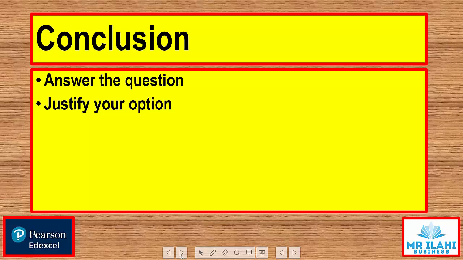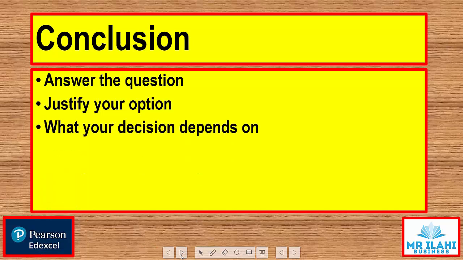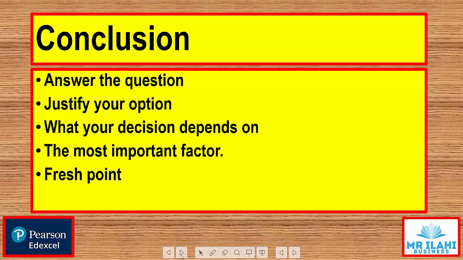You justify your option, so why you actually pick that option, okay? Why you pick that option, what your decision depends on. This is a really important point, and if you look at past examiner reports and examiner training, they've really stressed the importance of this "it depends on" point, okay? And this really brings that answer to that top band. And then finally, the most important factor, yeah? So if you've got those four elements in your answer for the conclusion and you have that paragraph, you're on your way to securing top marks.